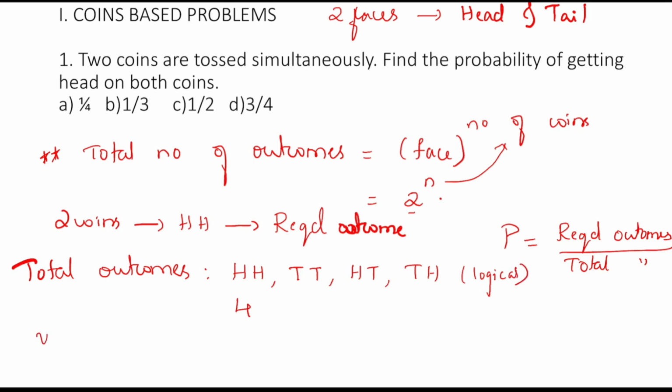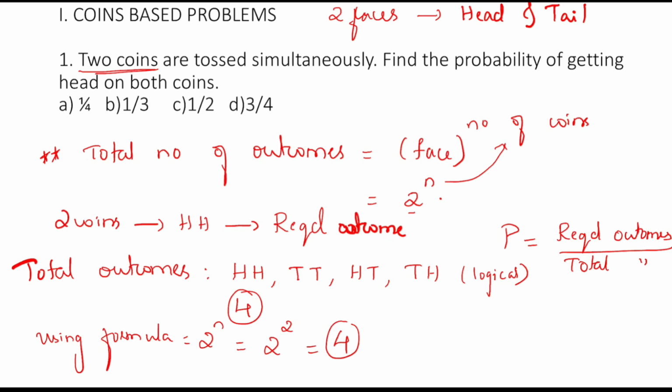So how using the formula? We know the formula is 2 raised to n, that is, 2 faces raised to n, where n is the number of coins. They are saying two coins are tossed, isn't it? So number of coins is 2. So 2 raised to 2 is 4. So total number of outcomes we got here is also 4, and here also 4.